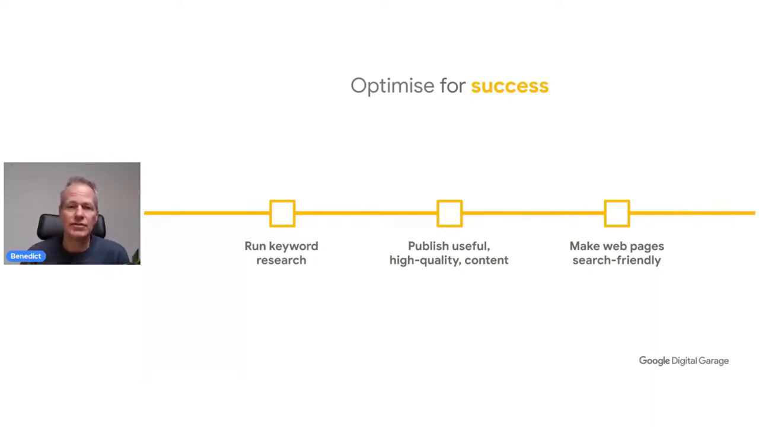Now, keyword research is discovering what words or phrases people are looking for when they are searching for products and services related to your business. Now, on-page optimization, or changes you can make on your website's individual pages, can quickly help search engines better understand your content.